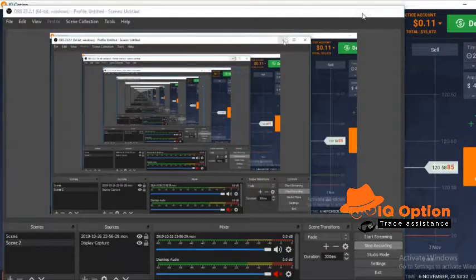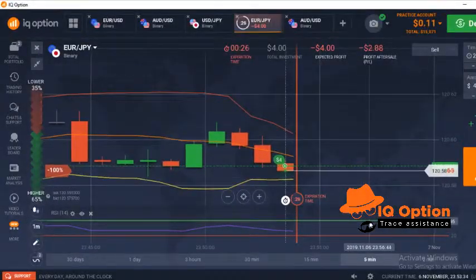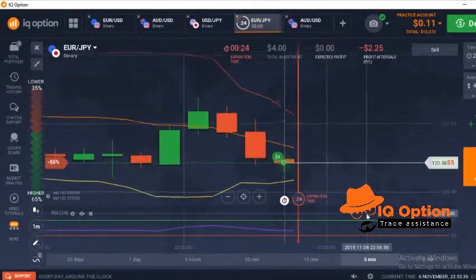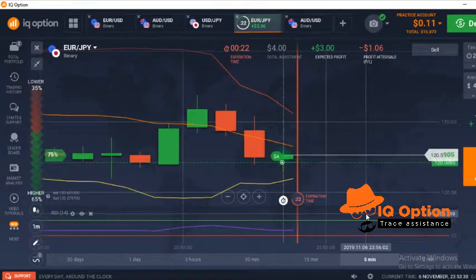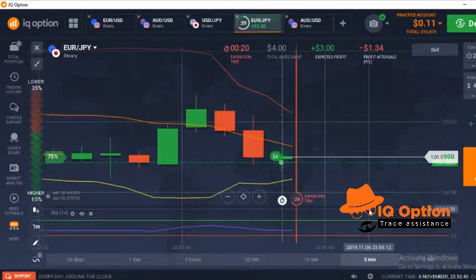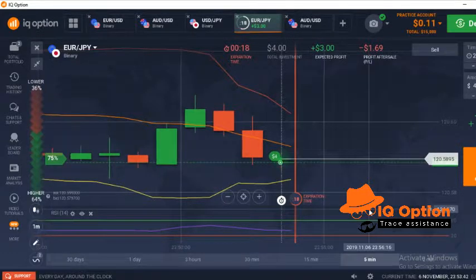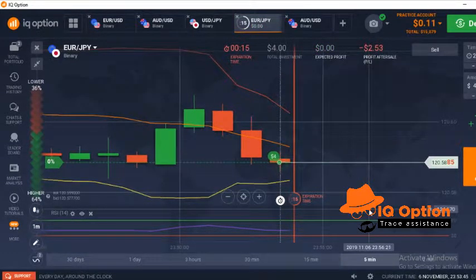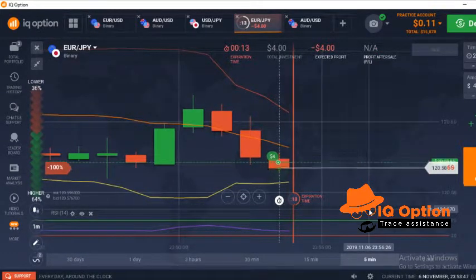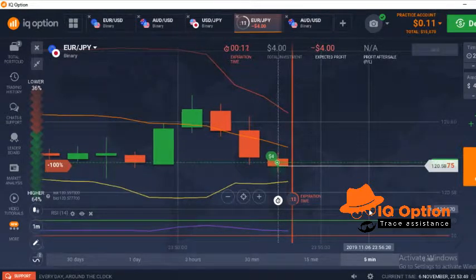So here we made our first trade. The red candle forms from the upper band of the Bollinger Band to the lower band. It doesn't quite touch, but it's almost close. And the upper and the lower band of the Bollinger Band is moving relatively in a straight line. So at 32 seconds we make a call trade.